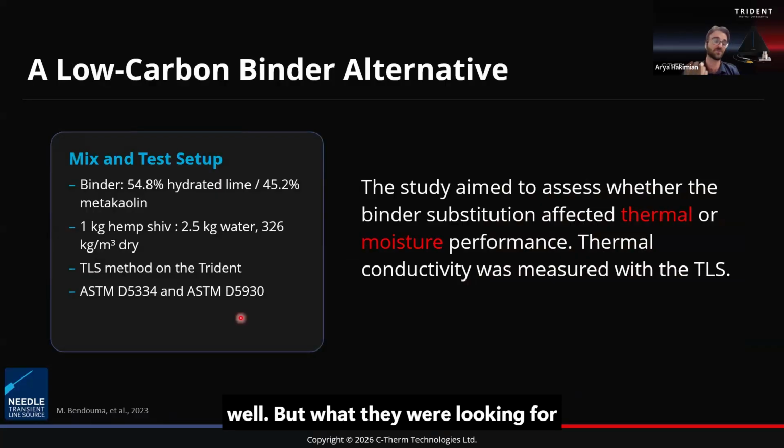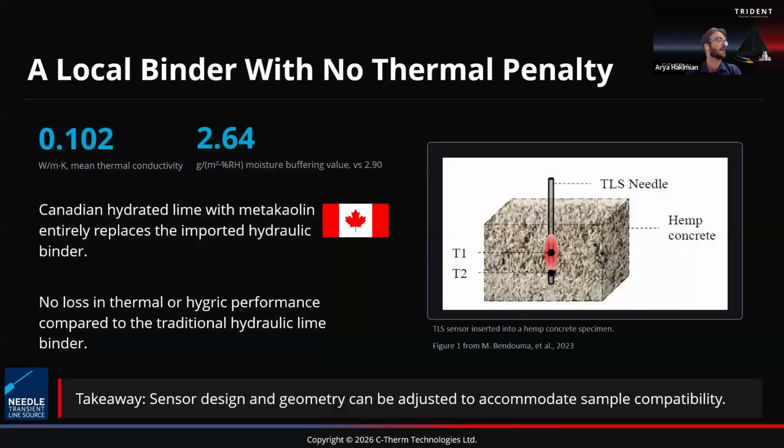But what they were looking for really in this study was a low carbon binder alternative that they could use to mix their system together to produce their sample. And they wanted to see if that binder substitution had an effect on either the thermal or the moisture performance of the system. And again, all the data here was collected with the TLS on C-Therm's Trident.